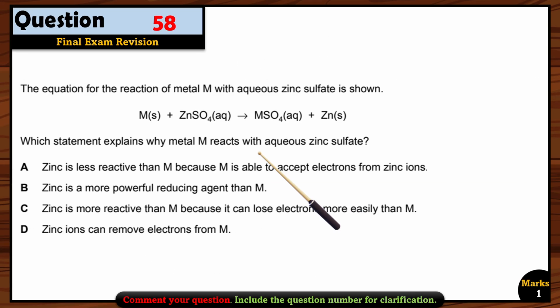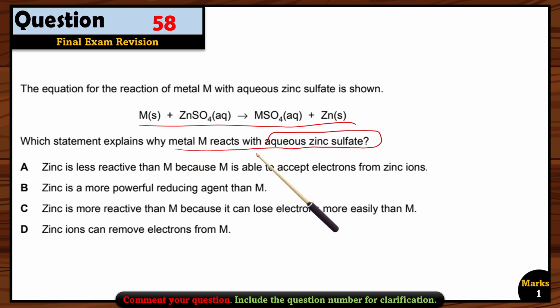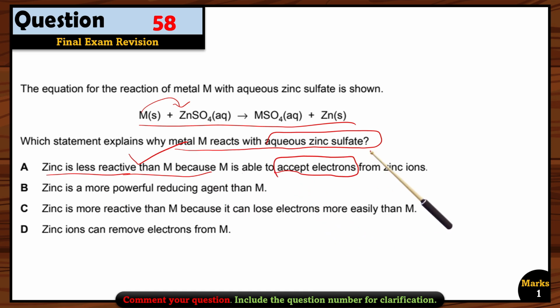Let's see question 58. The equation for the reaction of metal M with aqueous zinc sulfate is shown over here. Which statement explains why metal M reacts with aqueous zinc sulfate? If you see here, metal M has displaced the zinc. It means that metal M was more reactive. That's why zinc has been replaced. So now let's see, zinc is less reactive. Yes, that's right. Zinc is less reactive than M, because M is able to accept electrons. Now this option is wrong, because metals always like to lose electrons. So this option is wrong.